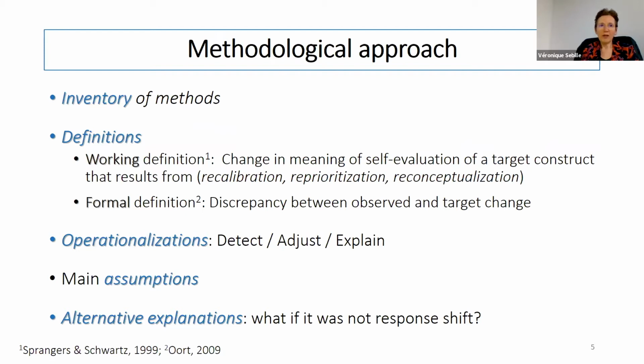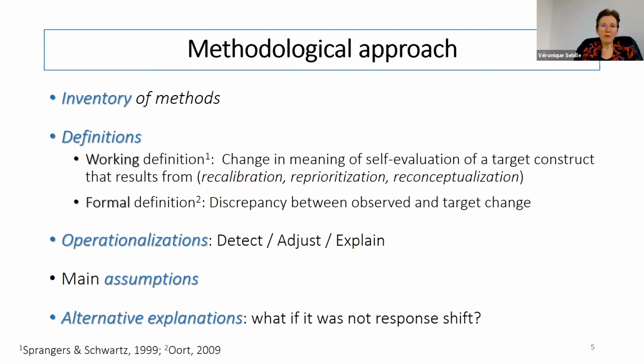Our methodological approach was, first of all, to provide an inventory of the main methods that are used today. And we wanted also to see what definitions the methods were using. We wondered whether it was the working definition proposed by Sprangers and Schwartz as change in meaning of self-evaluation of a target construct that results from recalibration, reprioritization, reconceptualization, that has been presented by Carolyn, or whether methods were using the formal definition proposed by Oort based on a discrepancy between observed and target change. And maybe some methods were using, in fact, both definitions.